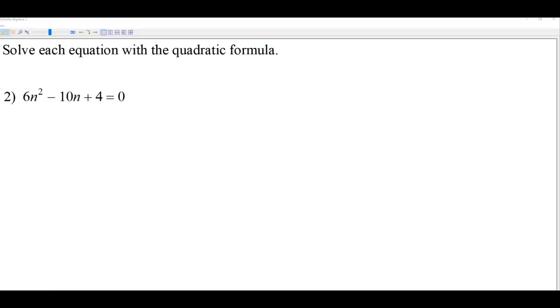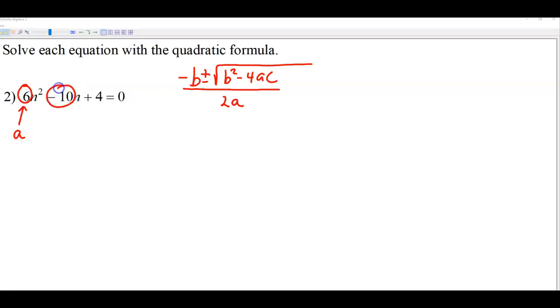So we're going to start off number 2 by solving this quadratic equation using the quadratic formula. The quadratic formula is negative b plus or minus the square root of b squared minus 4ac all over 2a. The 6 is my a, the negative 10 is my b, and the 4 is my c. So we start by plugging those things in where they belong into the formula.